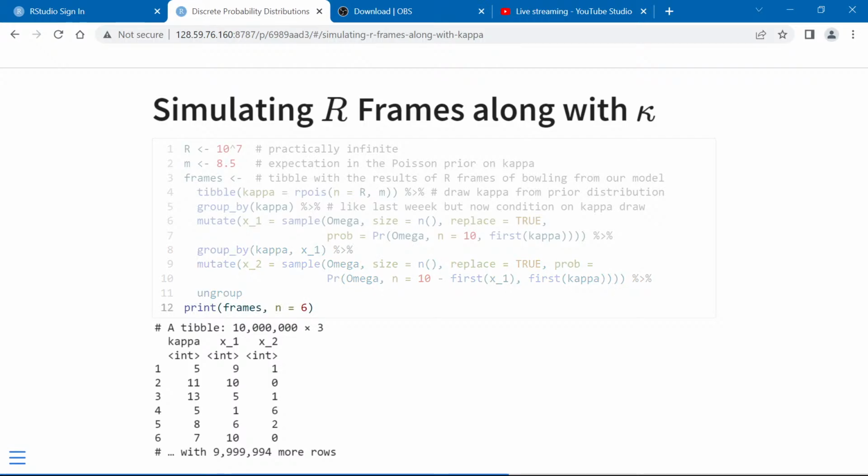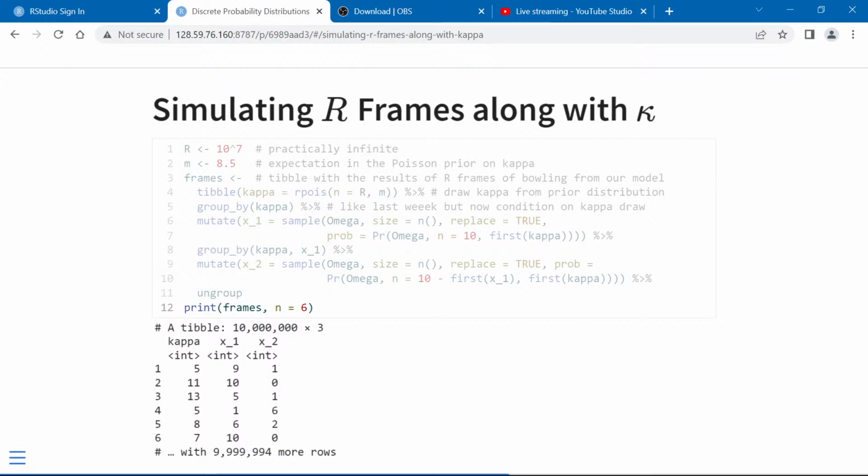So if I then ungroup those to get a regular tibble, I now have a tibble that has 10 million, or whatever R was, rows and 3 columns: one for kappa, one for x1, one for x2. As you can see, the values of kappa can be any positive number, and in particular they can be greater than 10. But the number of pins knocked down in the first roll and the second roll are constrained by the rules of bowling. Combined, they have to be less than or equal to 10, and thus individually they also have to be less than or equal to 10. So are there any questions about what I did or how I did it?